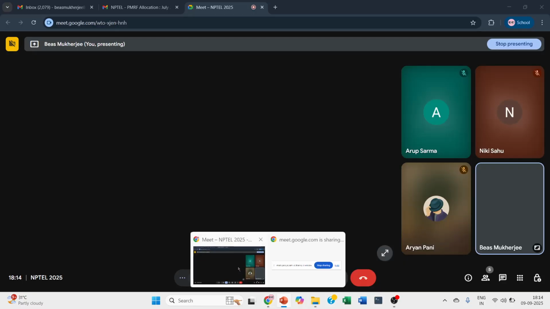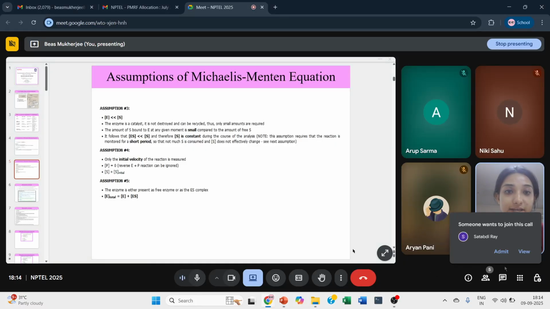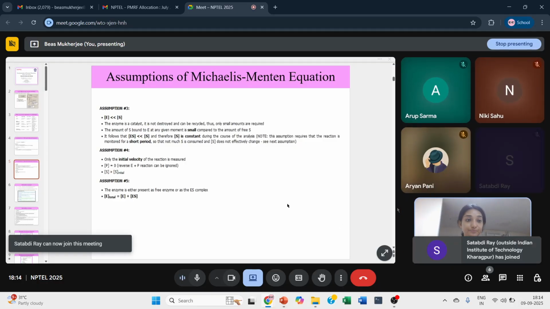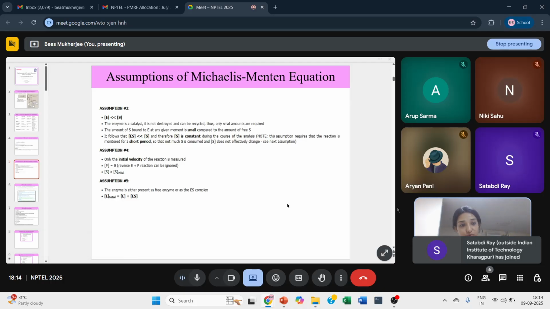Now there are more assumptions. The next assumption is assumption number 3. That tells you that the concentration of the substrate is much more than that of the enzyme. The enzyme is a catalyst, which means it is not exactly participating in the reaction. It is just helping with the reaction, and it is there after the reaction unchanged. It is not destroyed and it can be recycled. So only a small amount of enzyme is sufficient for a reaction to happen, but the substrate has to be much more than the enzyme concentration.